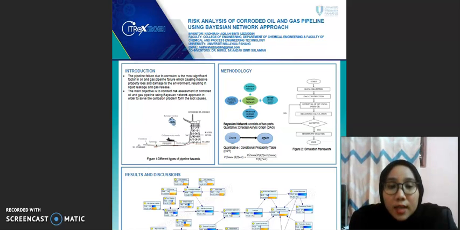So for the introduction, pipelines are usually pipes located underground that function to transport and distribute fluids. In terms of oil and gas pipelines, there are two major pipelines used in the industry, which are liquid pipelines and natural gas pipelines.